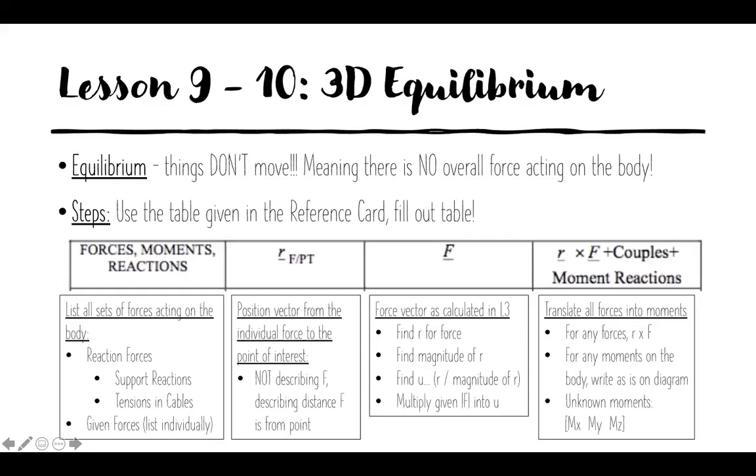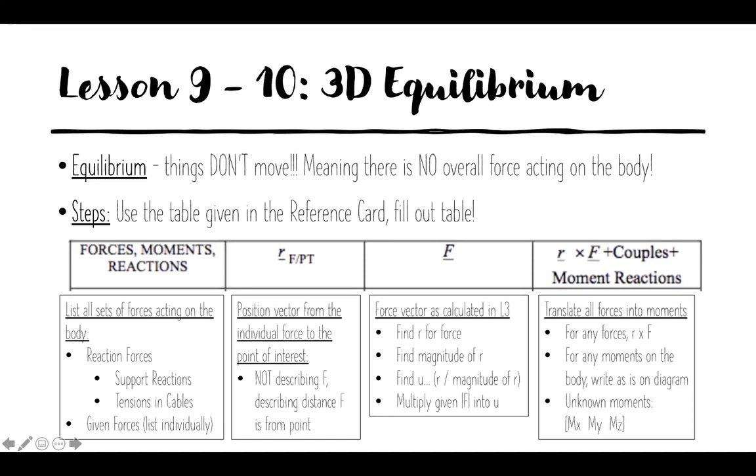All right, so real quick, we kind of went over the slide already from before, but still things don't move, so there's no overall force or moments, which means that the sum of everything should be 0, right? That being said, this one's a little bit different than 2D equilibrium in that they have a nice pretty table on the reference card that is given to you on the exam. The column all the way to the left, the forces, moments, and reactions column, is where you literally list everything right off the bat so you don't forget what you have to include, right?